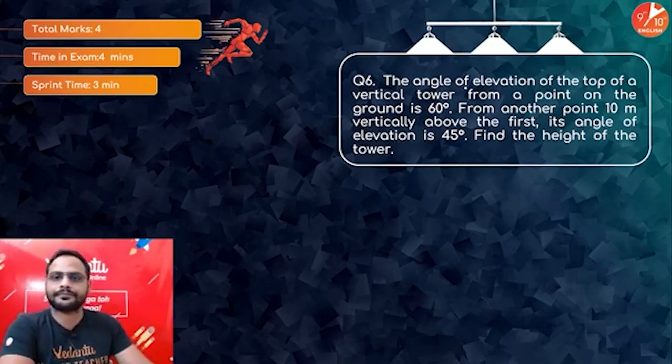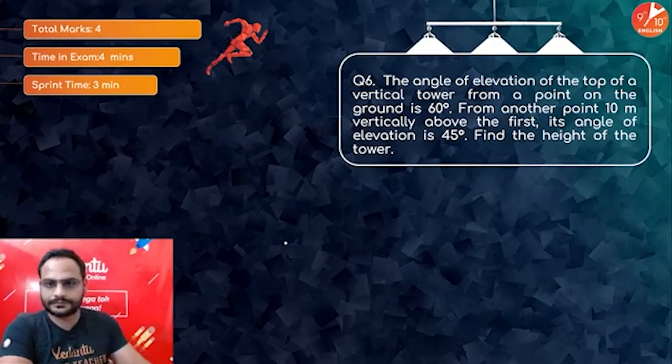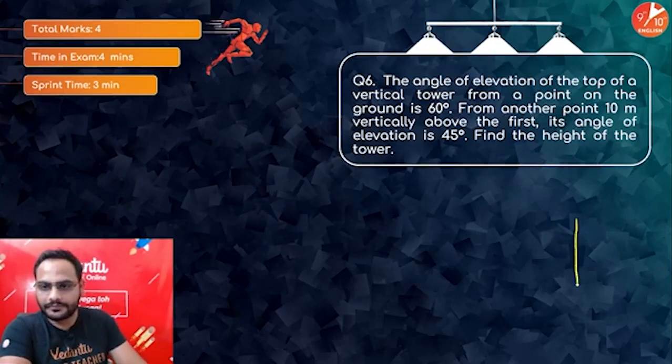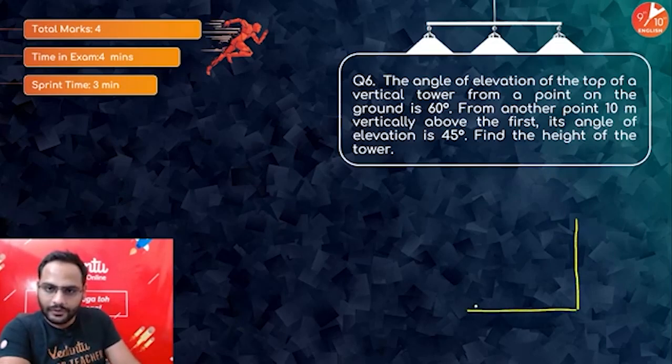Okay? So we have a vertical tower, and the top of that vertical tower, angle of elevation from a point is 60 degree.